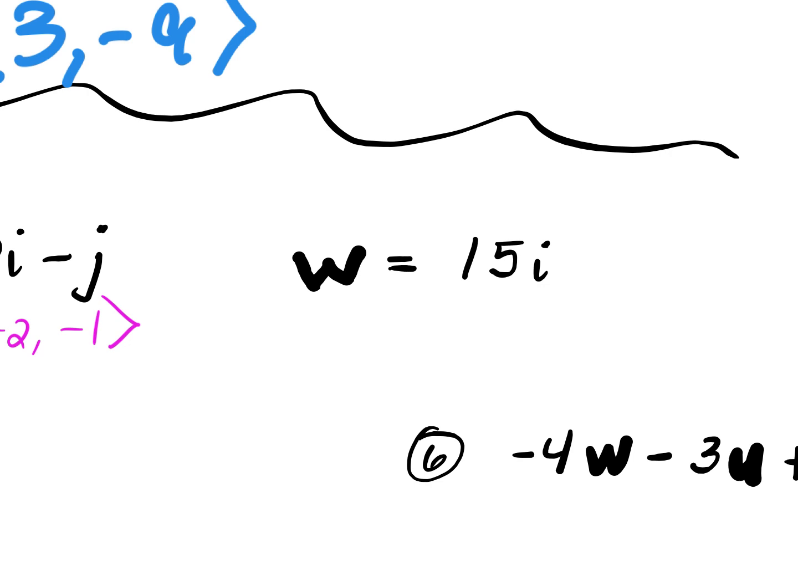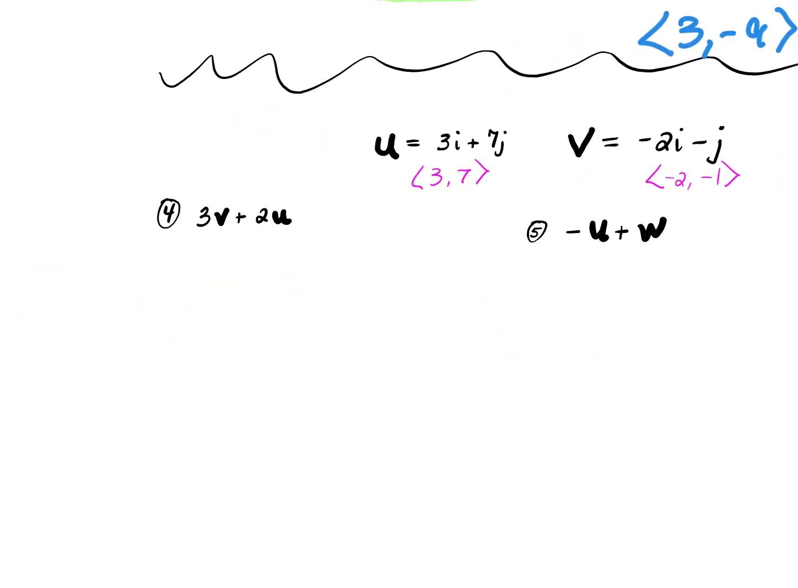What is the vector here? What's with I? 15. What's with J? Perfect. So that's the same thing. When you guys see one of these I's and J's, that's all it is. It's just a different way to write it. That's it. So let's go ahead and do some vector operations here.